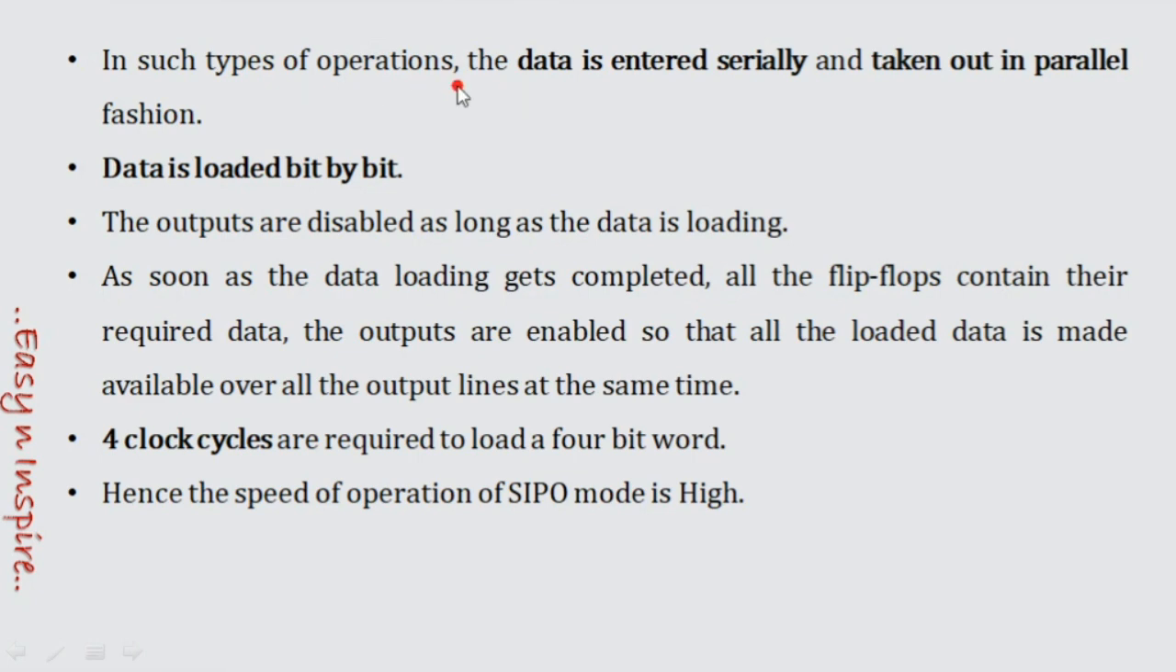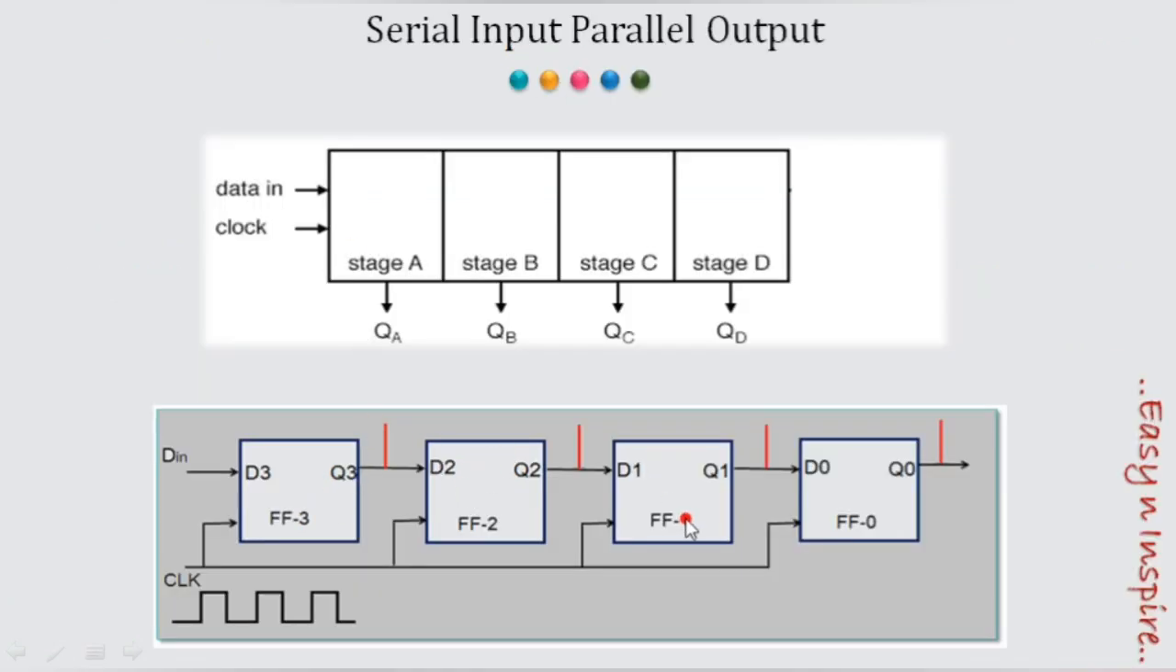See here, in this type of operation, data is entered serially because it is serial input and parallel output, SIPO, and data is loaded bit by bit. If you observe here, I am considering 4 flip-flops because I want to store 4-bit data. If you want to store only 3-bit data, 3 flip-flops are enough. If you want to store 5 bits of data, you need 5 flip-flops. The number of flip-flops is equal to the number of bits to be stored.